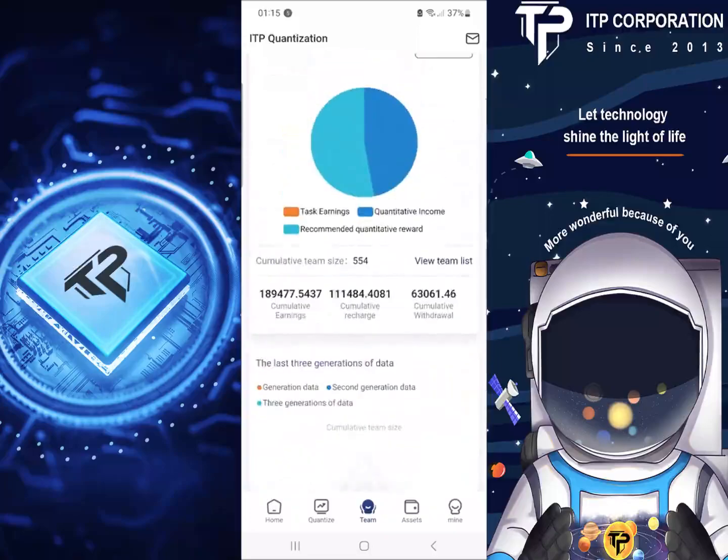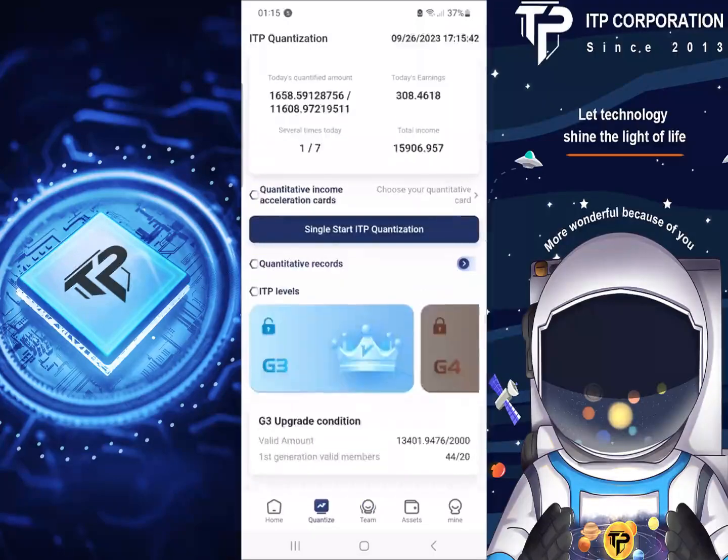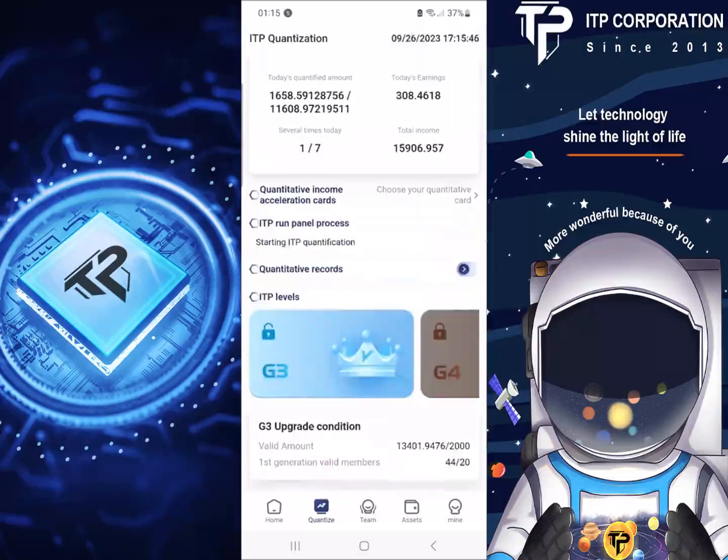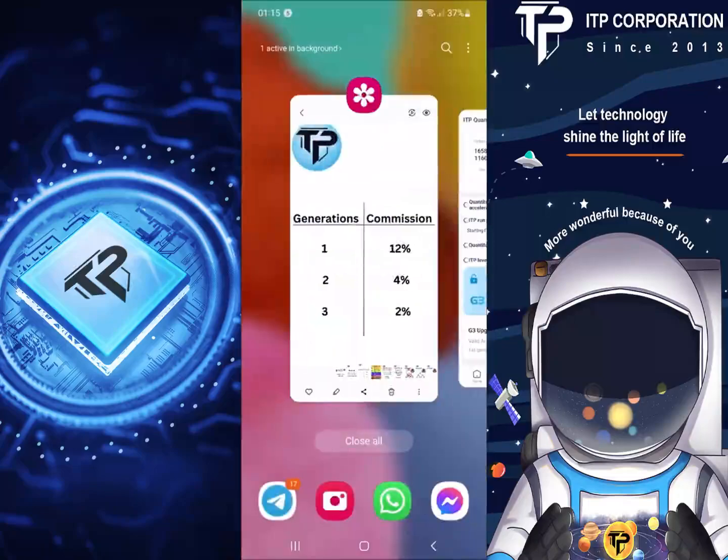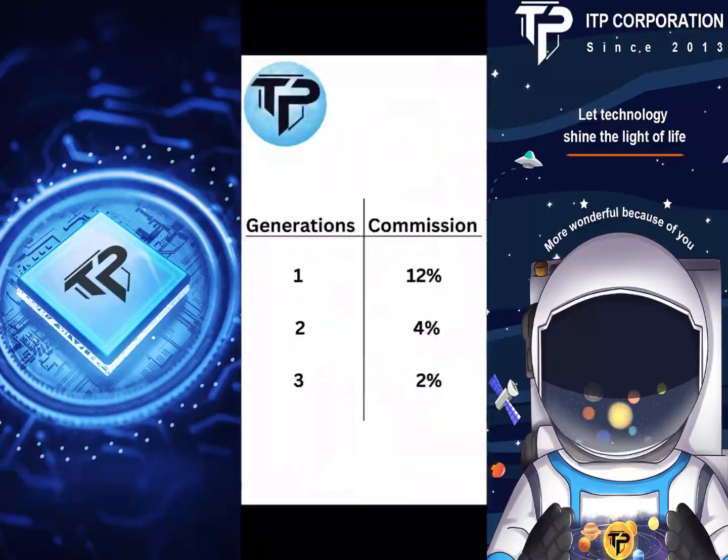So if I just go up to the top to that pie chart and tap on the light blue part, from my team so far today, I've made $289.55. Right, so if I just go back to my quantitative page, I've got 1 trade left. So I'm going to put that on. I'll leave that running in the background and come back to it, go back to the presentation. Okay, so that's your earnings on the different levels, 12%, 4% and 2%.